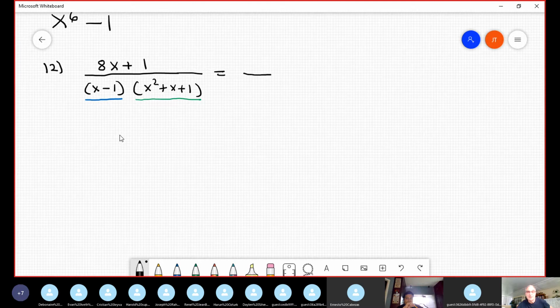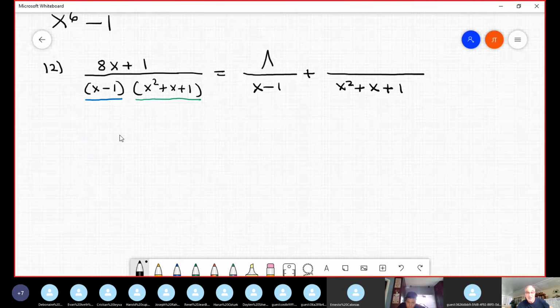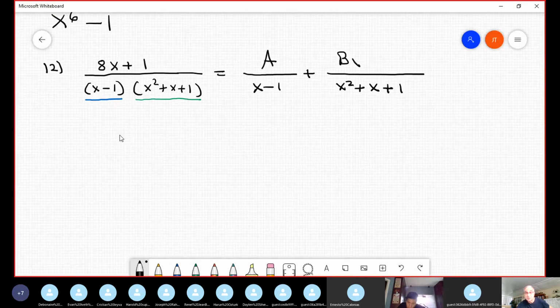Therefore, the format for the partial fraction decomposition in this case is x minus 1 here, x squared plus x plus 1 here. Here we have A, and here we have Bx plus C. And the least common denominator is both.